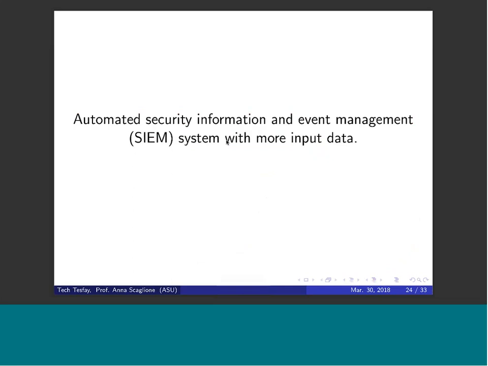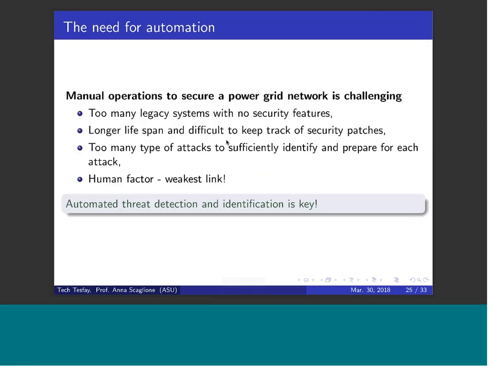So our vision is to have an automated security information and event management system that accepts data from different sources. The reason we want an automated system is that it is so difficult to secure today's power grid because there are so many legacy devices that do not necessarily support security. Also, the lifespan of those devices is in the order of decades, which makes it even more difficult to keep track of all the security patches and measures that need to be performed on each device.